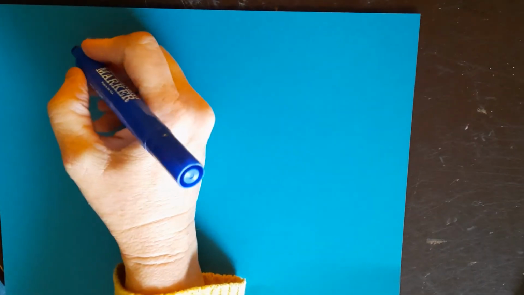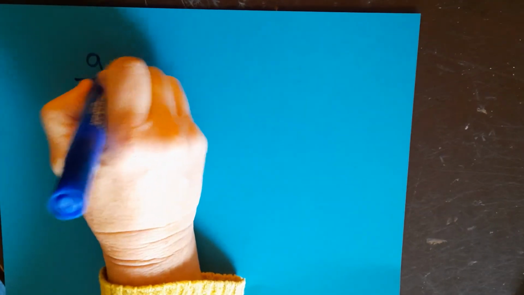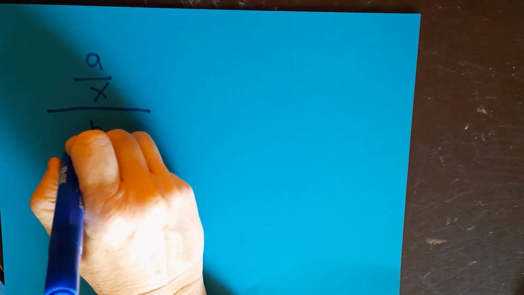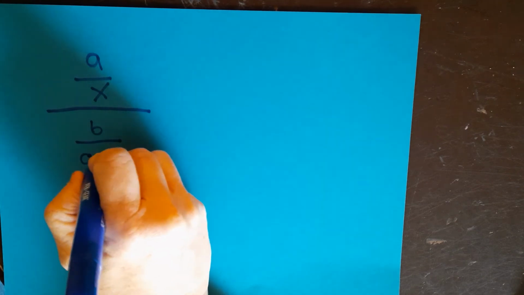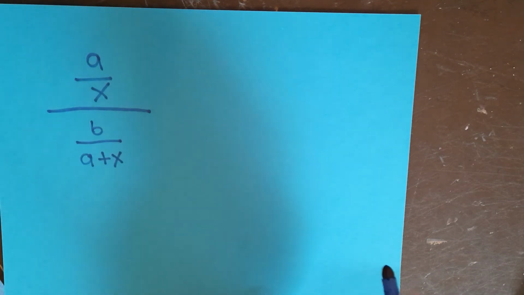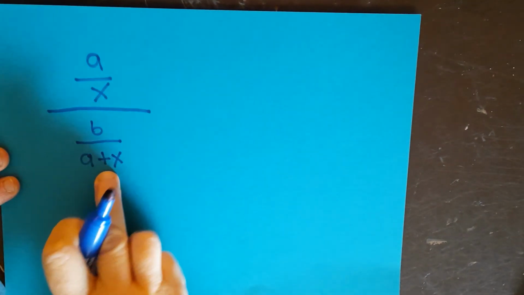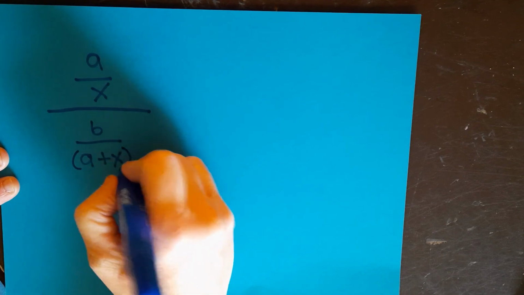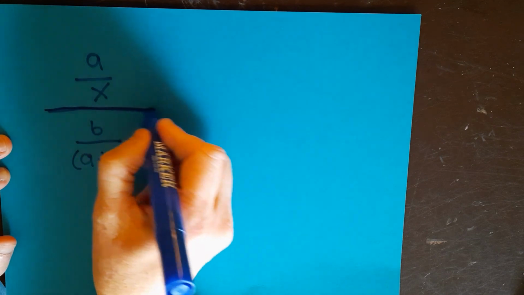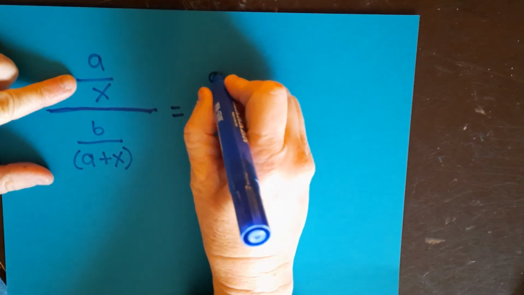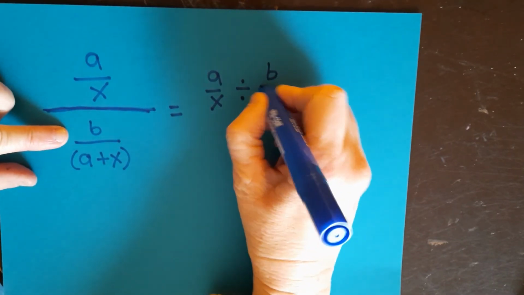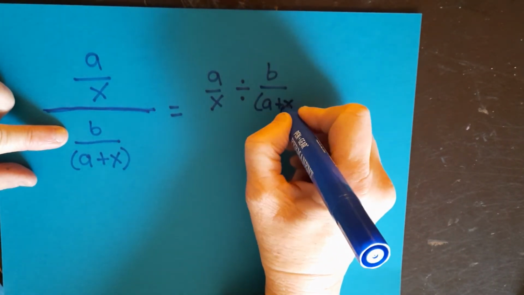Let's do a over x all over b over a plus x. Okay. How do we simplify this? When you see this addition thing, just like we did in the previous lesson, put it in parentheses. That's going to save you a lot of trouble. All right, remember, this means divided by. So this means a over x divided by b over, in parentheses, a plus x.